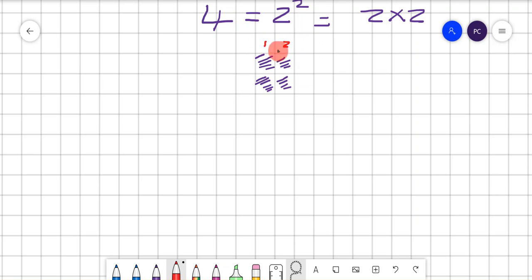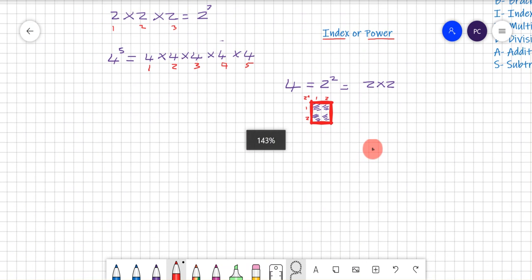So we have 1, 2, then we have 1, 2 here. So this square here is 2 to the power of 2. Basically you have 2 multiplied by 2, which, when we add them up, is equal to 4. So it's 2 by 2, and that's equal to 4 when we add them all up. And therefore this number 4 is what's known as a square number. So it can be written as a power of 2, for example. In this case, it's 2 by 2.